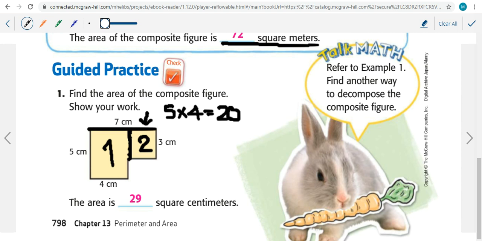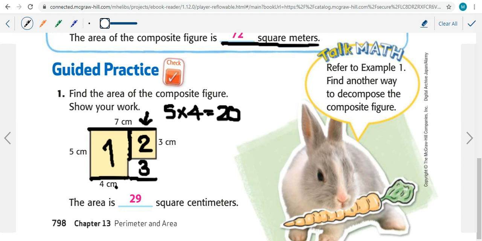Now, how can you do that? Can you see that this part is 4 and this part we do not know it, but we know that the whole part is 7. We can find it by subtracting. 7 minus 4 is 3. So we can say that the length of this part is 3.